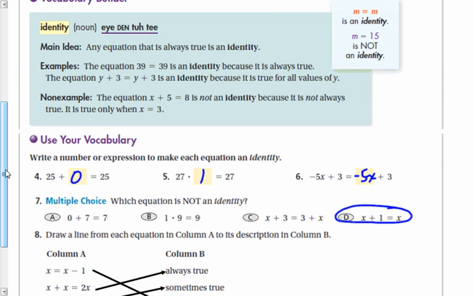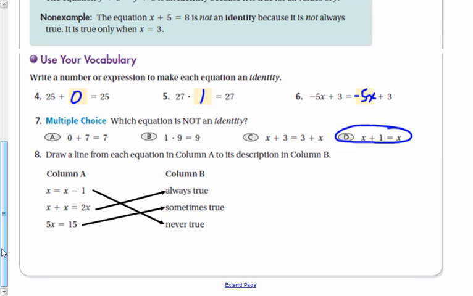So any equation that is always true is an identity. Keep that in mind as we do the lesson today.